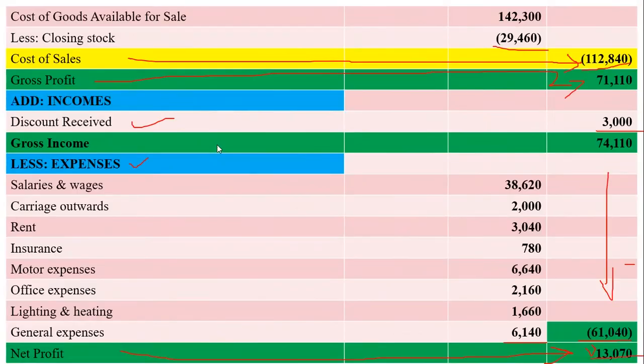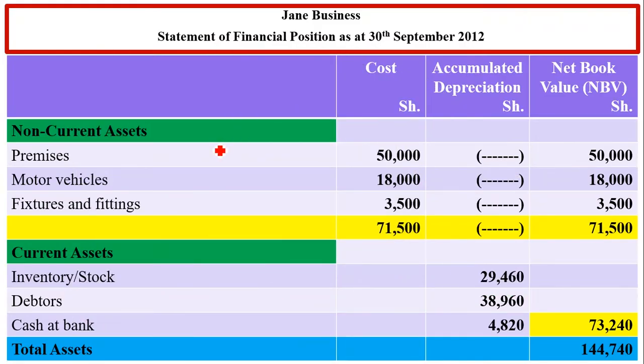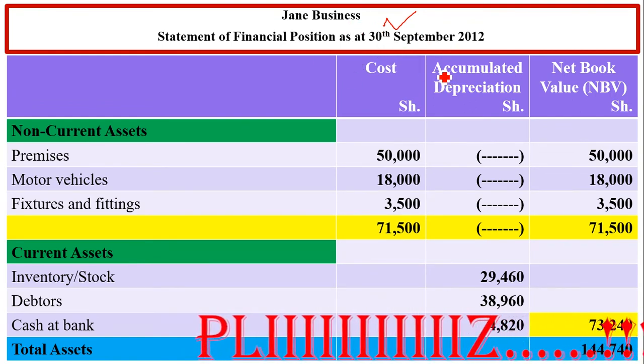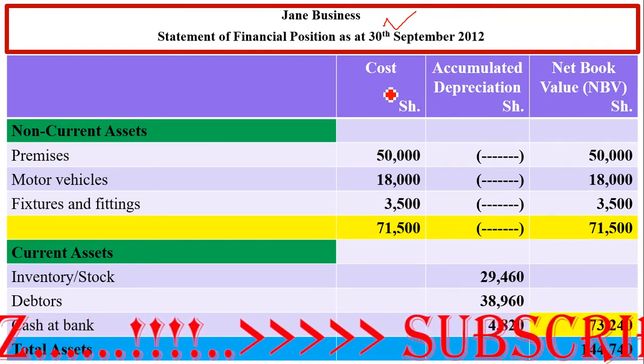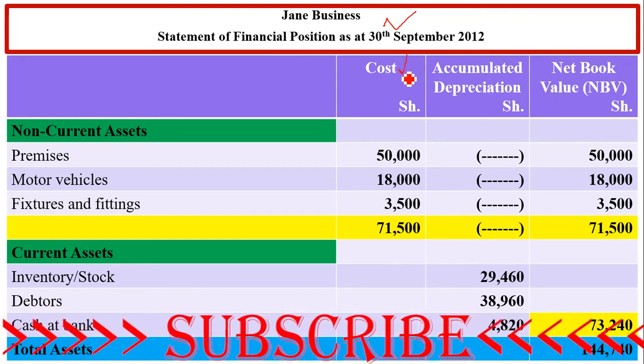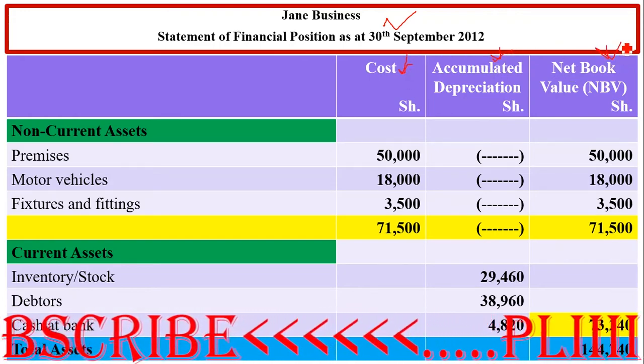So having done the statement of comprehensive income, let's now prepare the statement of financial position. The statement of financial position has 3 columns. So we start, of course, with the title. In my other tutorials, you'll find a very comprehensive tutorial on how to prepare a statement of financial position. In this particular case, I'm just going to mention based on the illustration. So we have the title there. Then we have 3 columns: the cost, accumulated depreciation, and the net book value.